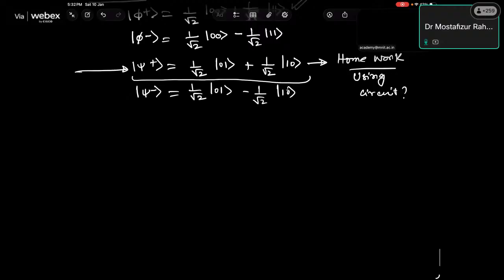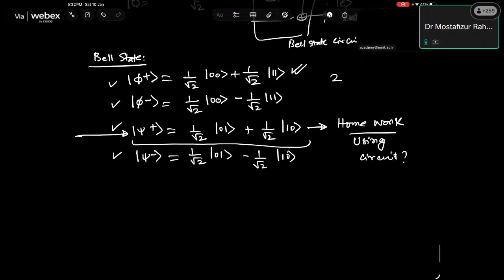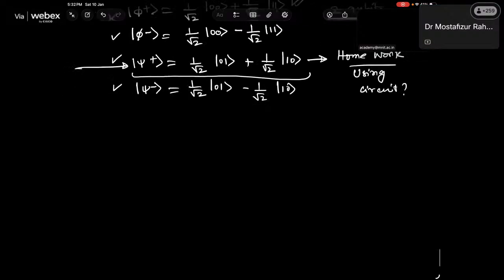Now you can all see that the states that we have prepared, phi plus, phi minus, psi plus and psi minus, all of them are using 2 qubits, right? So 2 qubits, of course, how many states do 2 qubits have?